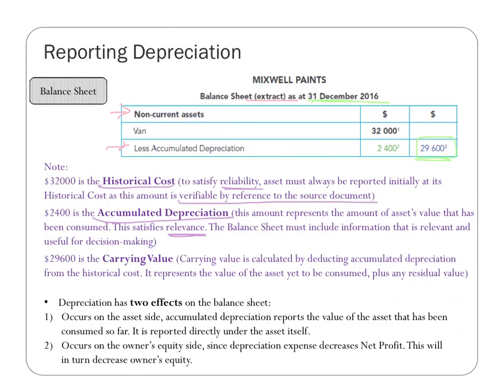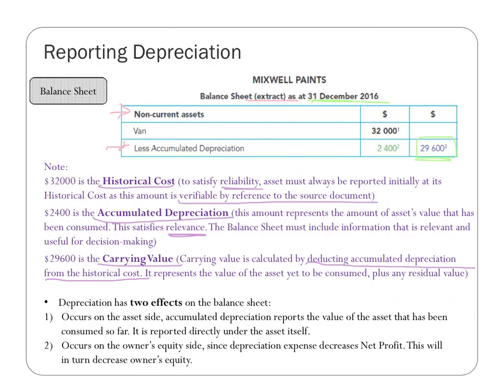Now, there's a name for the 29,600 in this case. It is what we call the carrying value. Carrying value is calculated by deducting accumulated depreciation from the historical cost. It represents the value of the asset yet to be consumed, plus any residual value. It is how much is left in the asset.